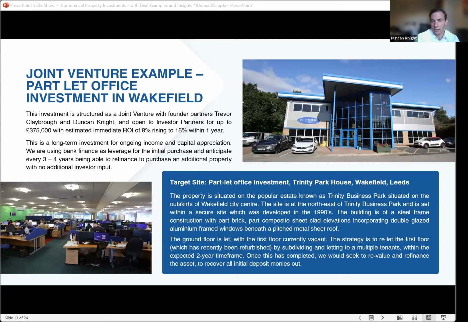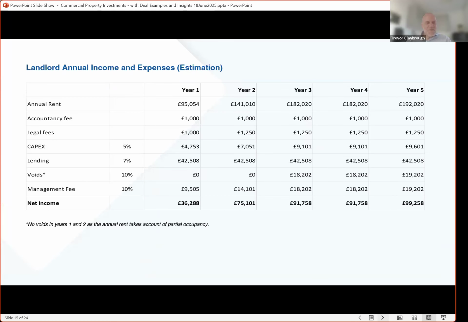The first floor is completely vacant at the moment. It has been refurbished by the landlord. It's in very good condition, but it's about 8,000 square feet on the first floor, sitting vacant on the market. So the ground floor is generating an annual rent of £95,000 a year. Let me move on to the figures if we're talking about figures. Sure. Well, actually, yeah, let's go on to that one, Duncan, yeah? And we'll come back to the other ones afterwards.